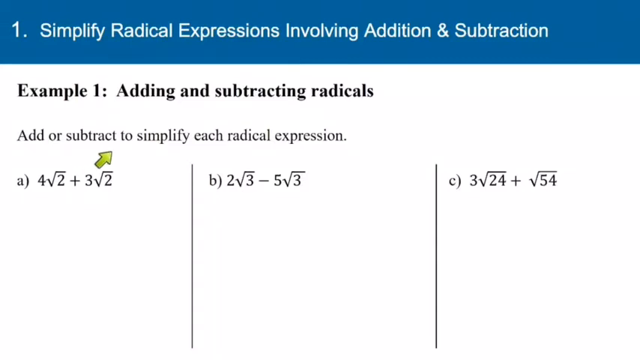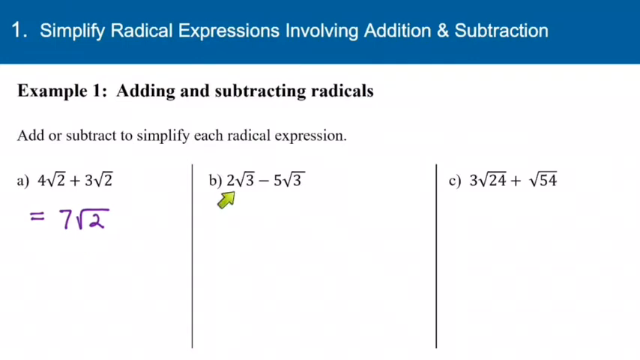It says add or subtract to simplify each radical expression. Here we have 4 square root of 2 plus 3 square root of 2. Think of it as if it said 4x plus 3x. You wouldn't have any trouble adding 4 plus 3 and getting 7x. So it's the same thing here. 4 of these plus 3 of these gives us 7 of these. So 4 square root of 2 plus 3 square root of 2 is 7 square root of 2.